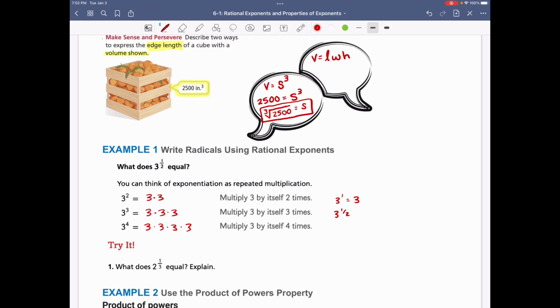And so the opposite of exponents are square roots or radicals. Okay, so a radical is a square root or it could be a cubed root or a fourth root. So that's how we would write 3 to the 1/2 with a radical. It would equal the square root of 3. And when it's 2, we don't actually have to put the little 2. It's just implied. Okay, so that is our answer.